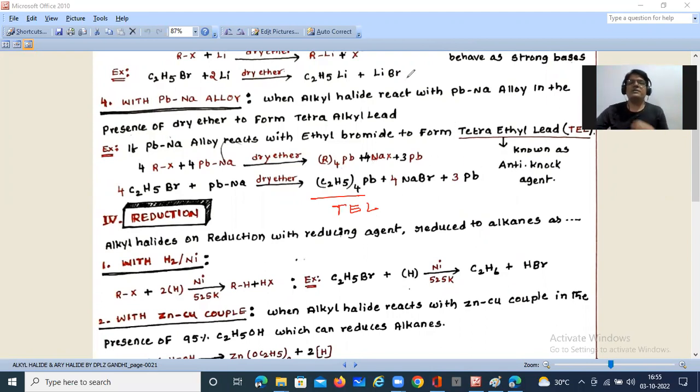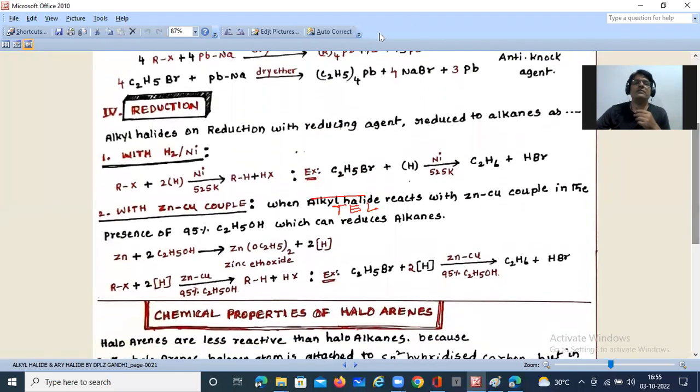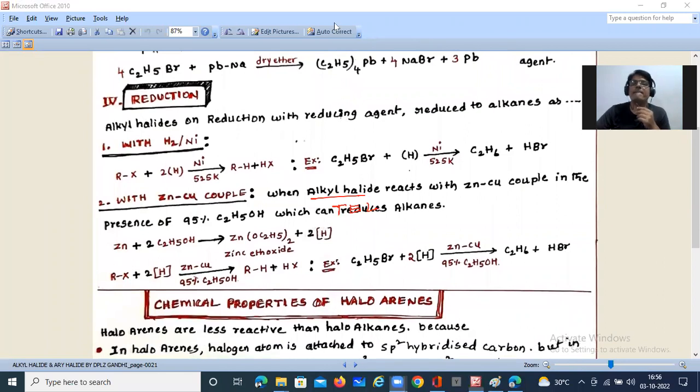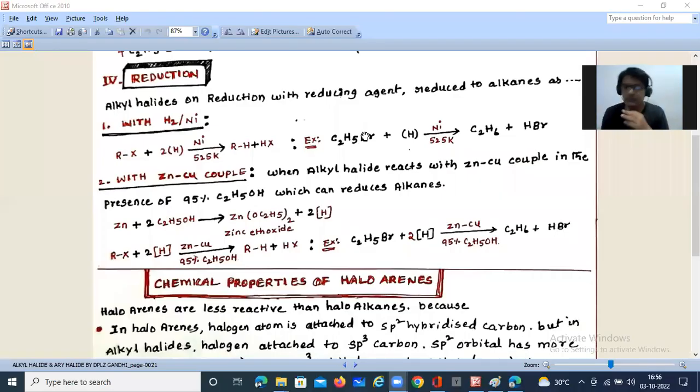So next, the fourth part: reduction. It has two types. What are the two types? With hydrogen over nickel, and the second one is zinc copper couple reduction. Only two types. We can get so many examples of this at class level.